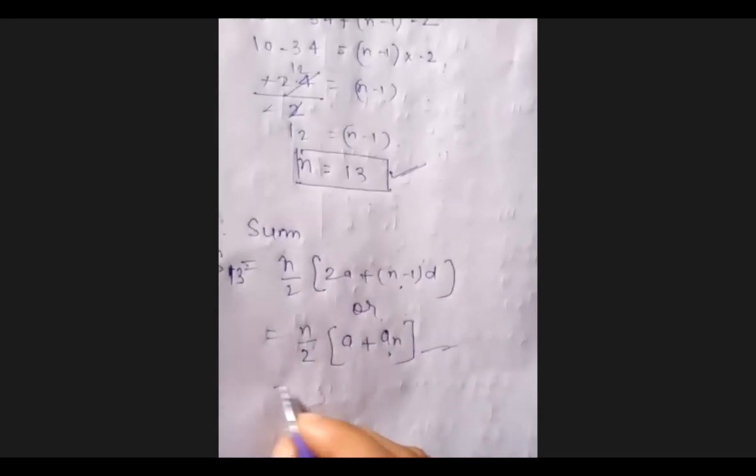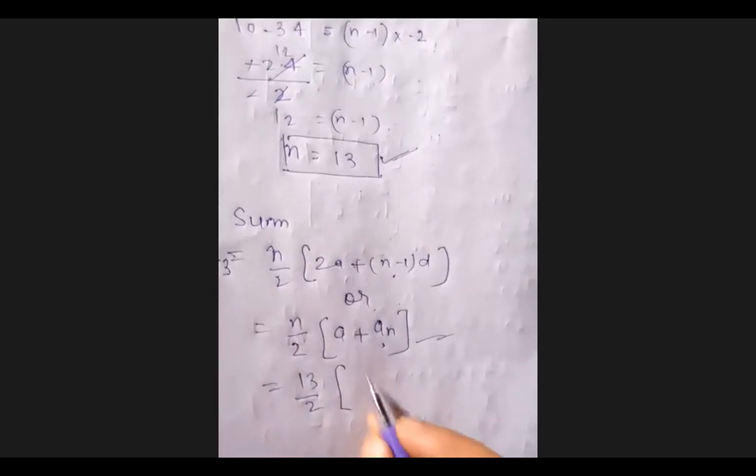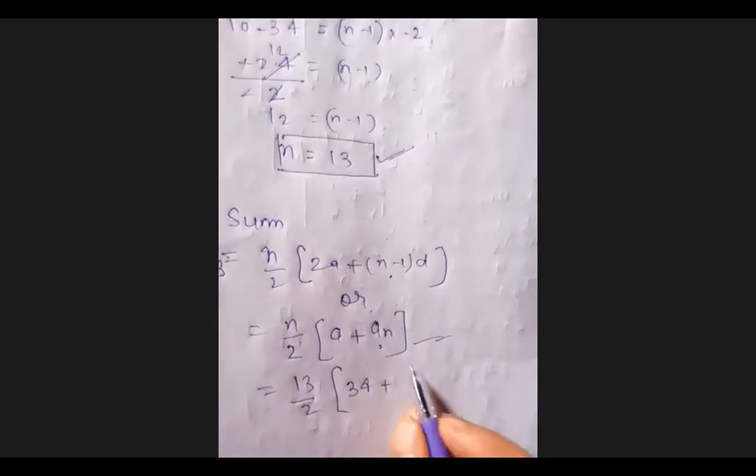Why I am saying this? Because your an, your last term, is given, so with the help of this formula you can directly find out. You will not have to do the complete calculation. 13 upon 2, your a is 34 and what is your last term? You know that your last term is 10. So you can place this value.